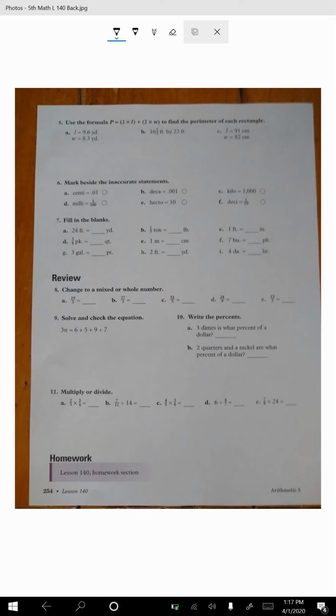All right, use the formula: perimeter equals 2 times the length plus 2 times the width. Find the perimeter of each rectangle. Okay, so they wrote the formula for us. So we just have to do 2 times 9.6. I'm just going to do this one with you, and you can do the other 2 on your own. 2 times 9.6 is 19.2, and then 8.3 times 2 is 16.6. Now let's add them.